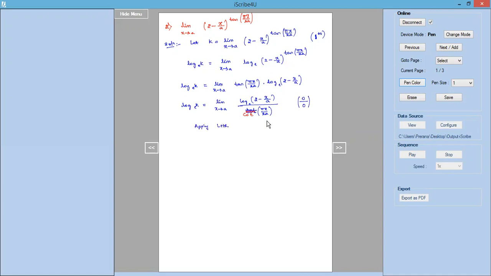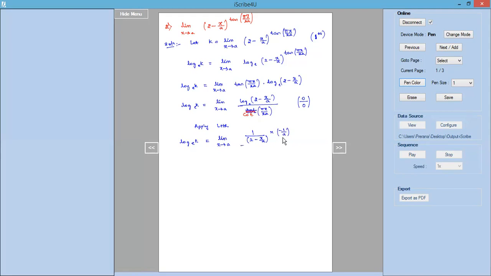So once the given evaluation of the indeterminate form is into the form of 0 by 0 or infinity by infinity, we can apply L'Hopital rule. So we get log k to the base e is equal to limit as x tends to a. Now differentiating numerator and denominator separately, differentiation of log is 1 divided by 2 minus x by a into chain rule. Differentiation of 2 minus x by a is minus 1 by a. Differentiation of 2 is 0 minus differentiation of x by a is minus 1 by a.